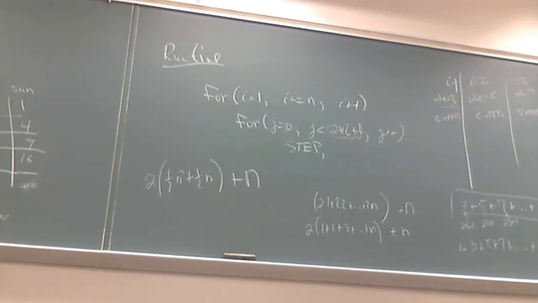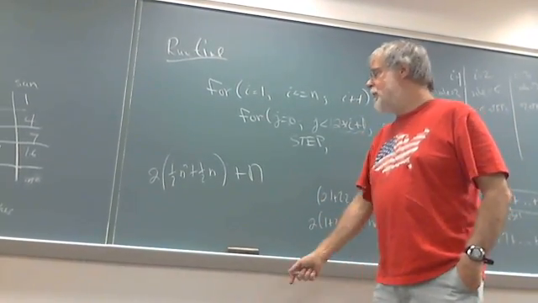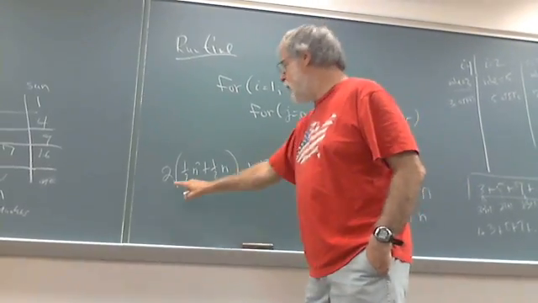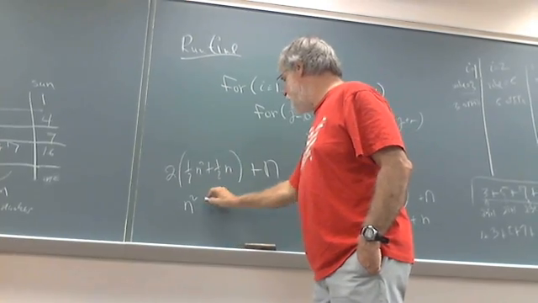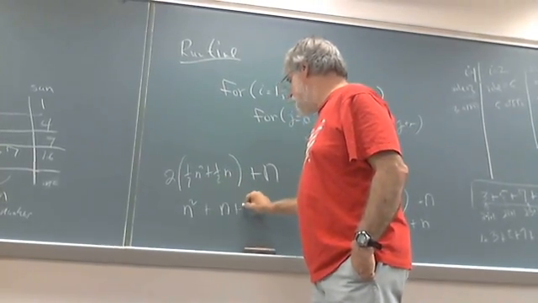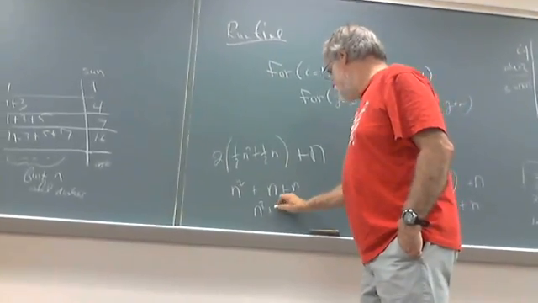Okay, so this is a correct answer, and this is the correct answer. We could do some algebra to check on that. Very quick. 2 times 1/2 n squared is n squared. 2 times 1/2 n is going to be n, plus another n. So we end up with n squared plus 2n.